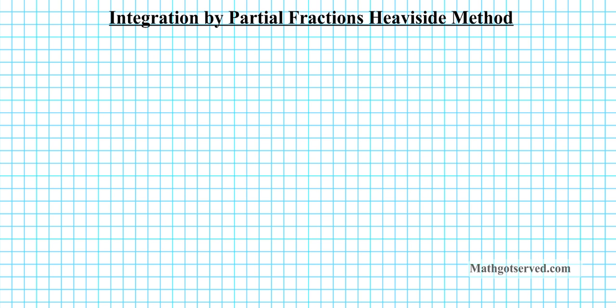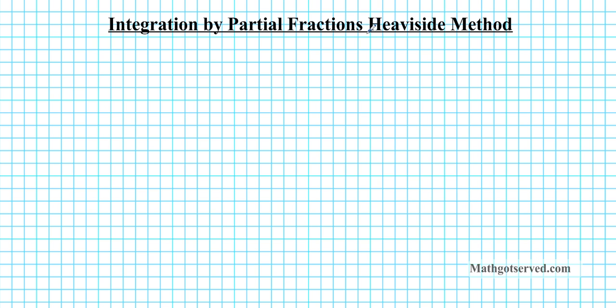Hey there, students. In this clip, we're going to be going over an example on how to integrate using the method of partial fraction decomposition. We're going to be using shortcuts to the partial fraction decomposition method. We're going to be using a method called the Heaviside method. So let's consider the following problem.